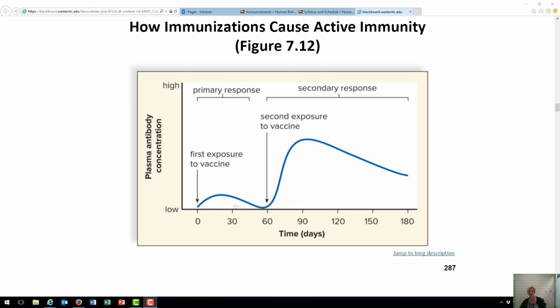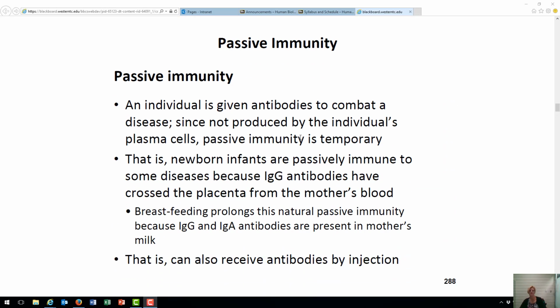So the first exposure, we get a little bit of an immune response, but the second time we get that booster, we get a much larger response. So it's really important that moms and parents of young children that are getting their vaccines follow that vaccine schedule and don't just think that it's one and done. So we need that second exposure or that booster to mount a really good response to that illness.